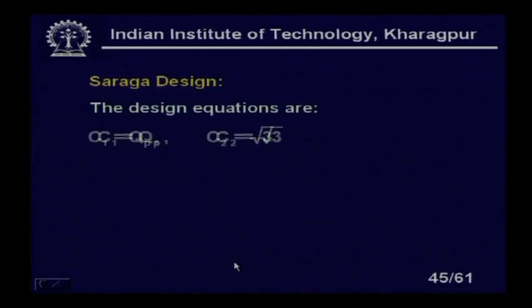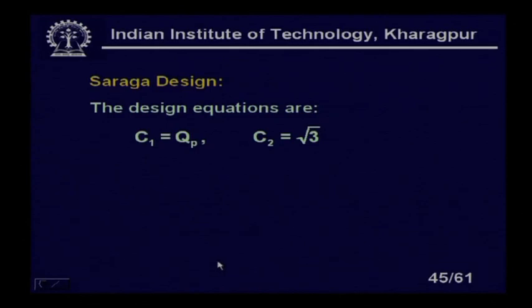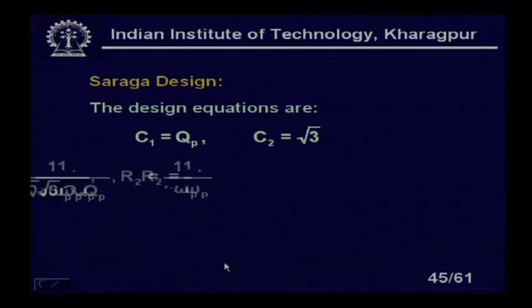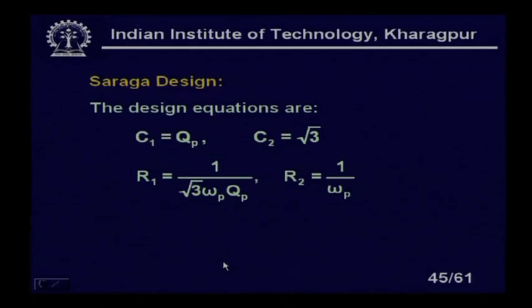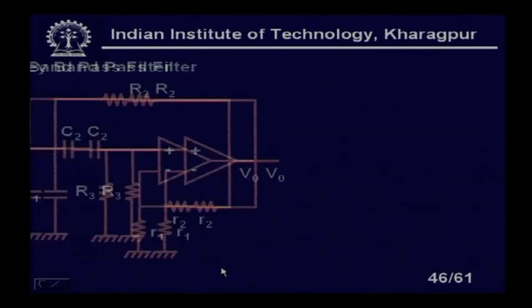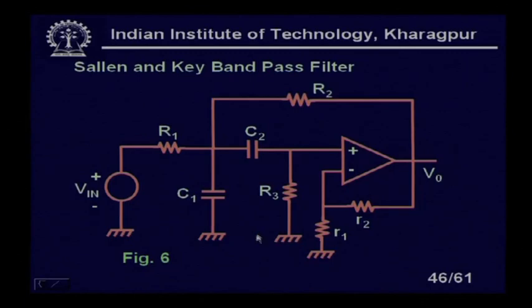Surrogate design for these high pass structures: C1 equal to Q p, C2 equal to root 3. So, it is R1 equal to 1 upon root 3 omega p Q p and R2 equal to 1 upon omega p. Small k equal to (R1 plus R2) by R1 equal to 4 by 3. So, this is it. Now you see the band pass filters.